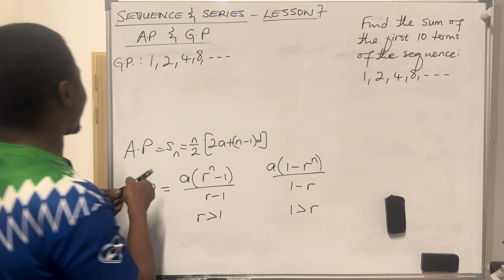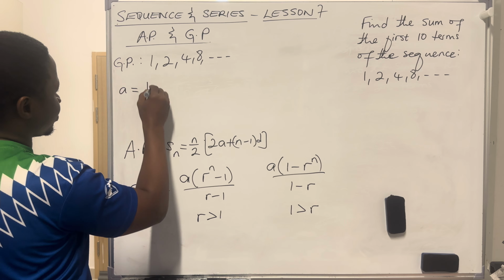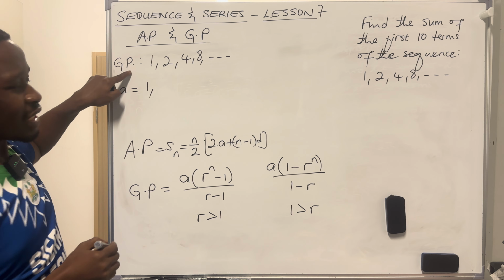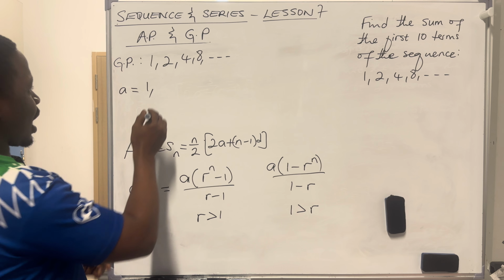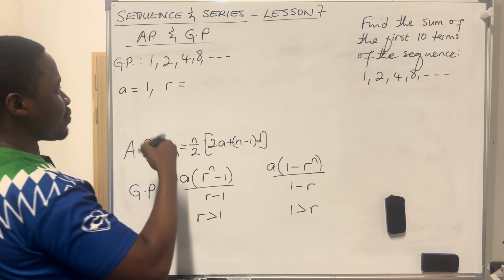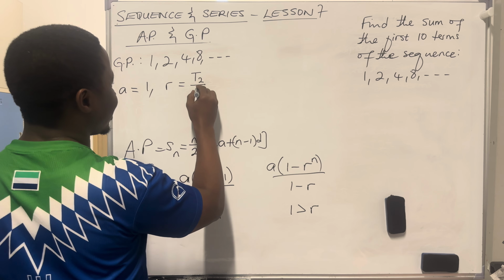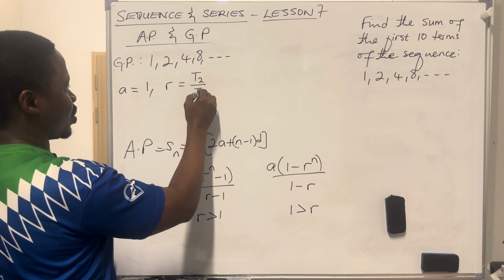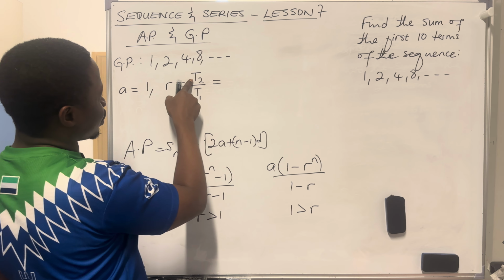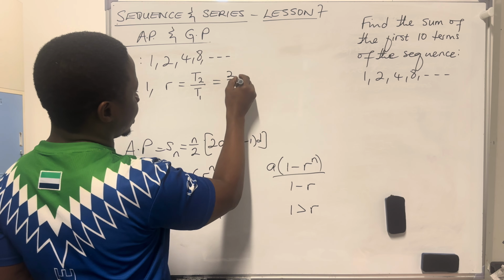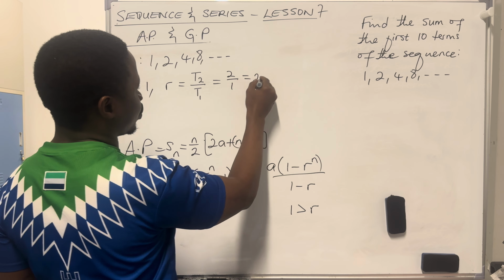Okay, so let's go here. What is a? a is the first term. Because this one is a GP, we don't think of common difference, we think of common ratio, and common ratio is r. How do we find the common ratio? A particular term divided by the preceding term, meaning the previous one. The second term is 2, divided by the first term, 1. So 2 divided by 1 is 2.